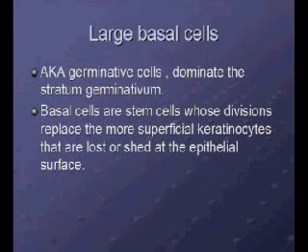Large basal cells, also known as germinative cells, dominate in the stratum germinativum. Basal cells are basically the stem cells whose division replaces the more superficial keratinocytes that are lost or shed at the epidermal surface. Because the skin is exposed to the external environment, these cells have a shorter life than some other cells in our body. And because of that, there needs to be a line of stem cells that can continually divide and provide new cells to replace those cells which have been lost.